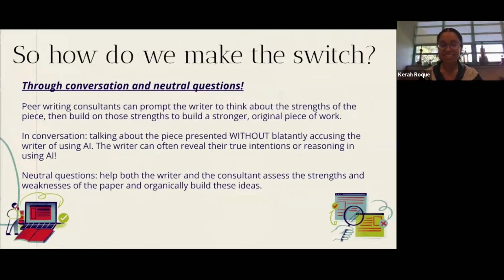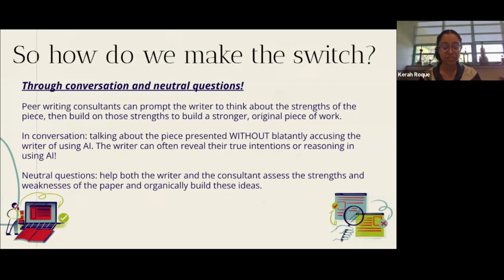So how do we make the switch? Through conversation and neutral questions. Peer writing consultants can prompt the writer to think about the strengths of their piece, then build on these strengths to build a stronger original piece of work. In conversation, talking about the piece presented without blatantly accusing the writer of using artificial intelligence, the writer can often reveal their true intentions or reasoning in using AI. Most writing consultations start with a simple conversation before the writer presents their writing. Establishing this relationship from the start can make it easier for the writer to feel comfortable discussing their work and their intentions behind their work.